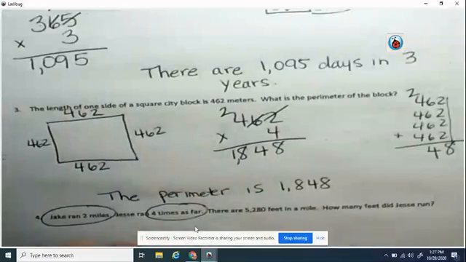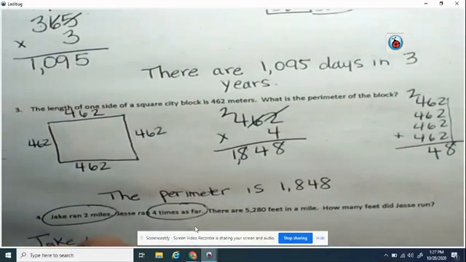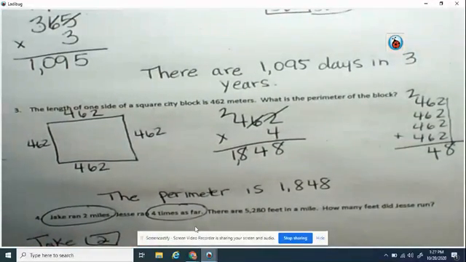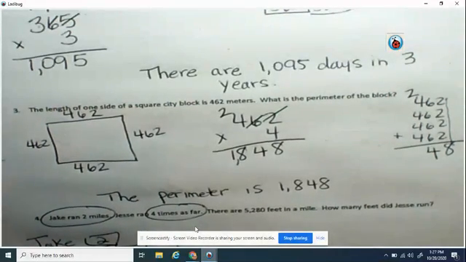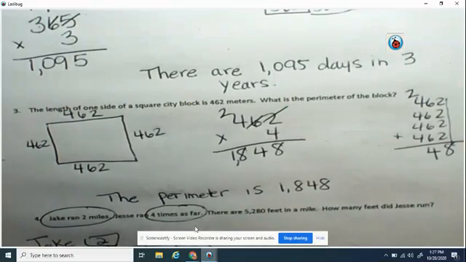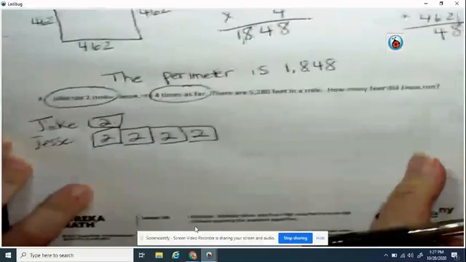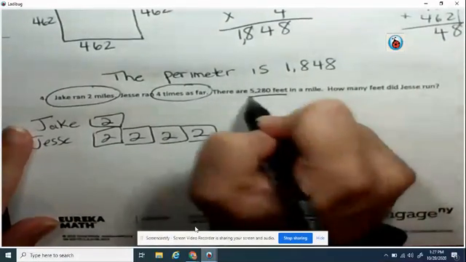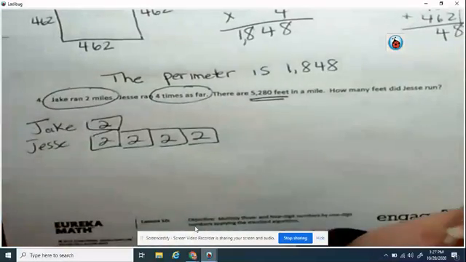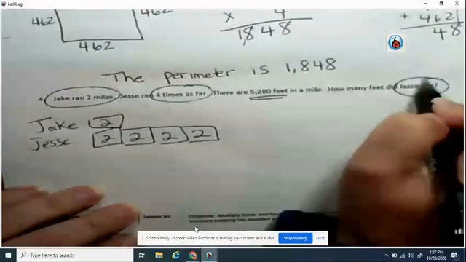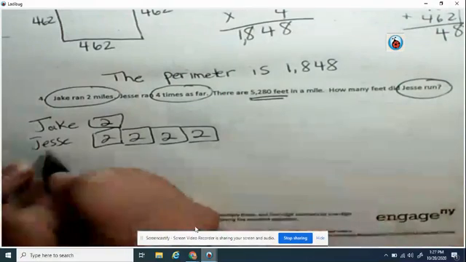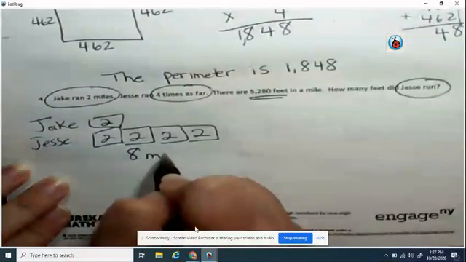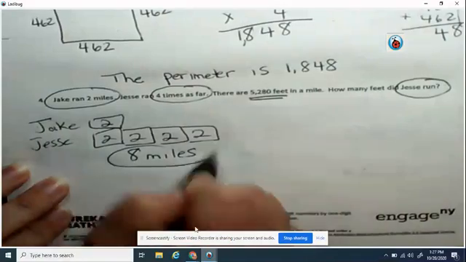All right, Jake ran 2 miles. Jesse ran 4 times as far. Jake is 2, Jesse is 2 four times. Oh, I'm so sorry. You can't see. There are 5,280 feet in a mile. How many feet did Jesse run? Okay, so first we know Jesse ran 8 miles. That's what we know, because 2 times 4 is 8.